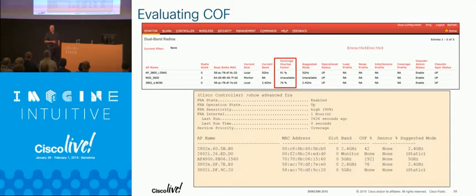Coverage overlap factor can be looked at in monitor, monitor radios, dual band radios. And the interesting thing about this, and what I've used before, you can also see it in the show advanced FRA output.